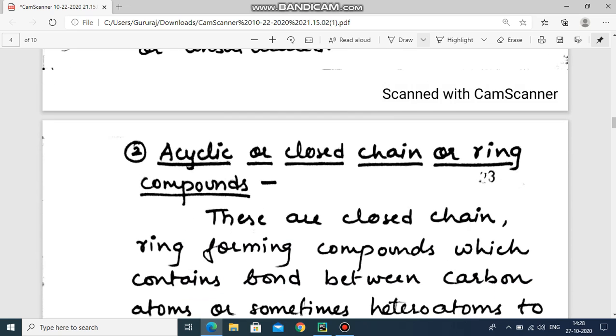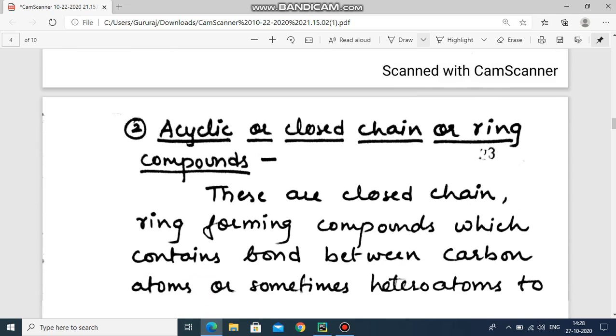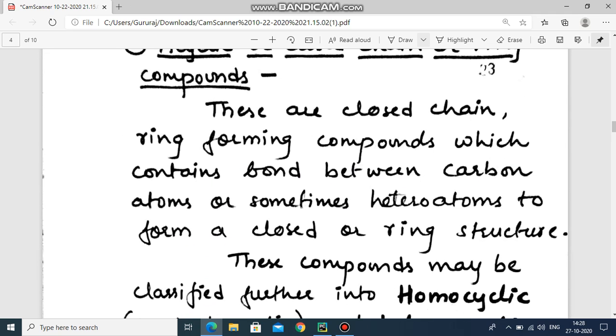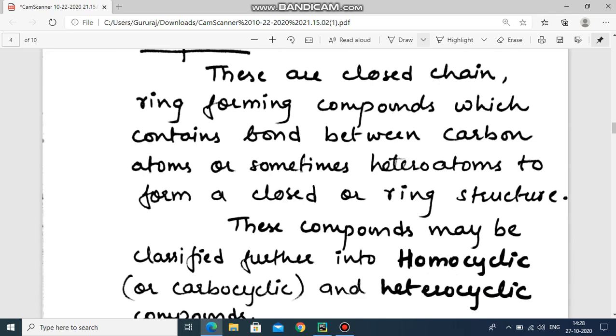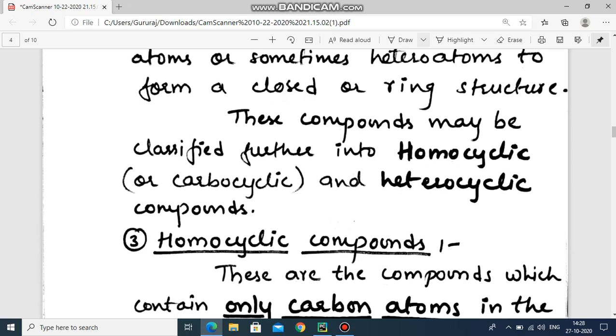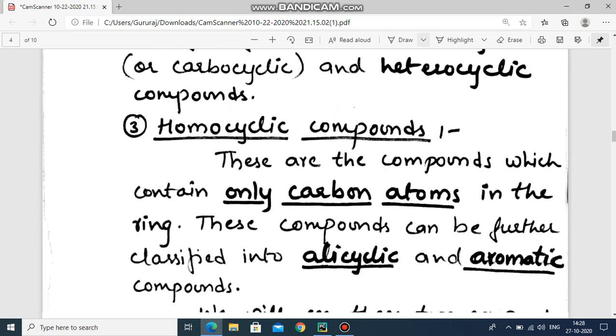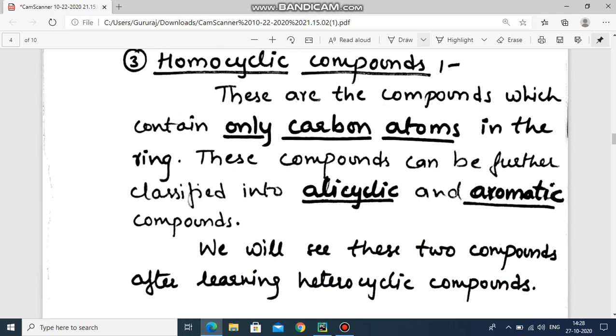Let us see what are cyclic or closed chain or ring compounds. These are closed chain ring forming compounds which contain bonds between the carbon atoms, or sometimes heteroatoms, to form a closed or ring structure. These compounds may be classified further into homocyclic, that is carbocyclic, or heterocyclic compounds. Let us see first the homocyclic compounds. These are the compounds which contain only carbon atoms in the ring. These compounds can be further classified into alicyclic and aromatic compounds. We will see these two after learning heterocyclic compounds.